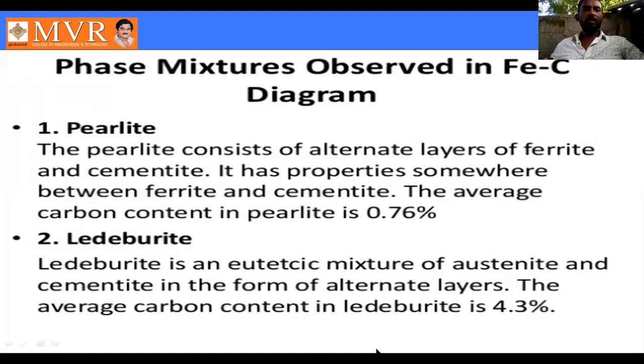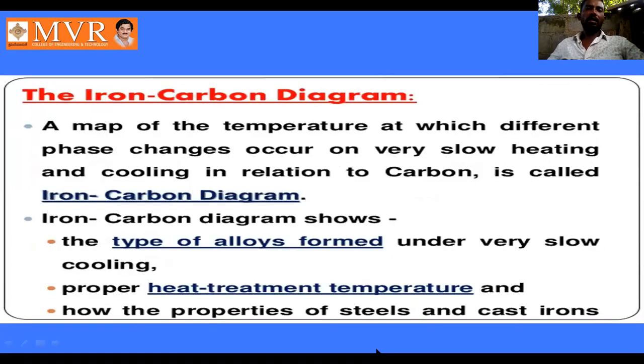Next, in today's class, the iron carbon diagram. The iron carbon diagram is a map of the temperatures at which phase changes occur during very slow heating and cooling, in relation to carbon.